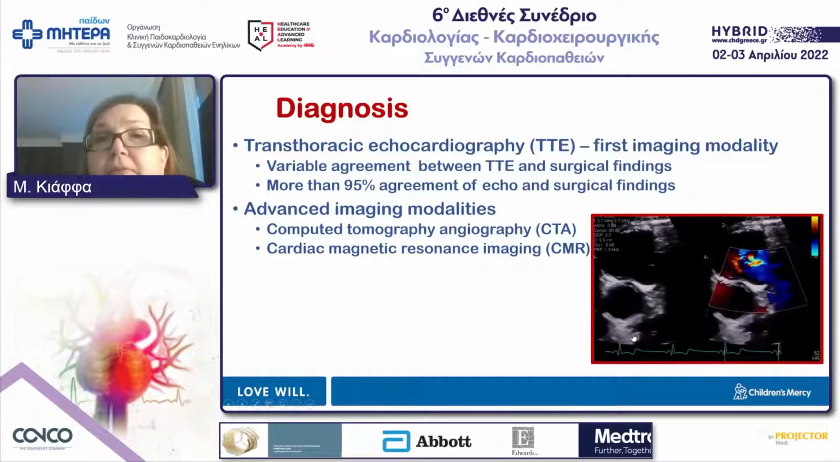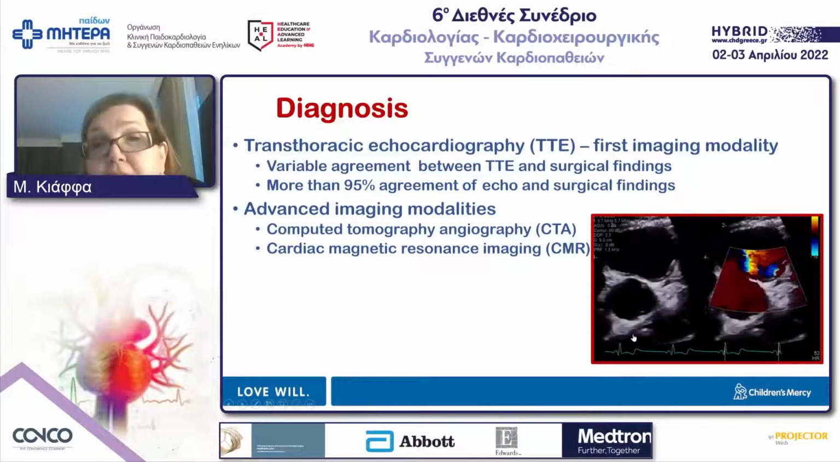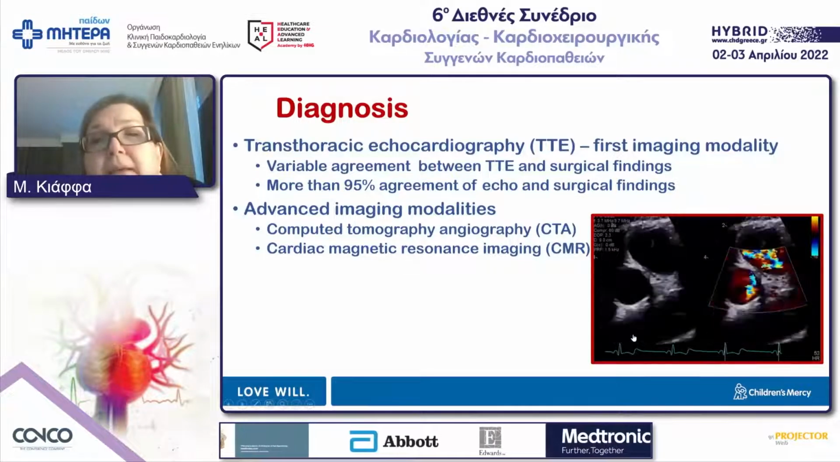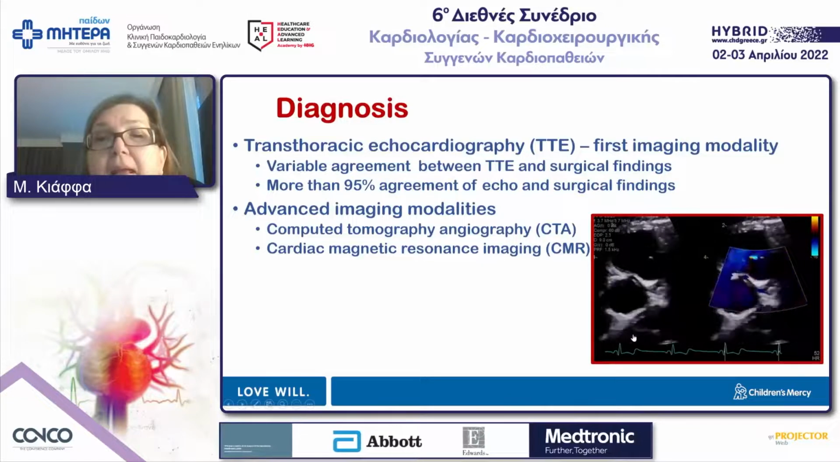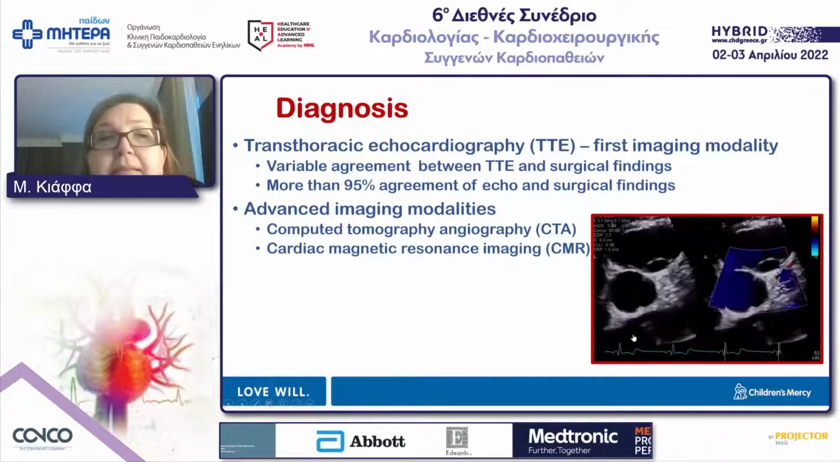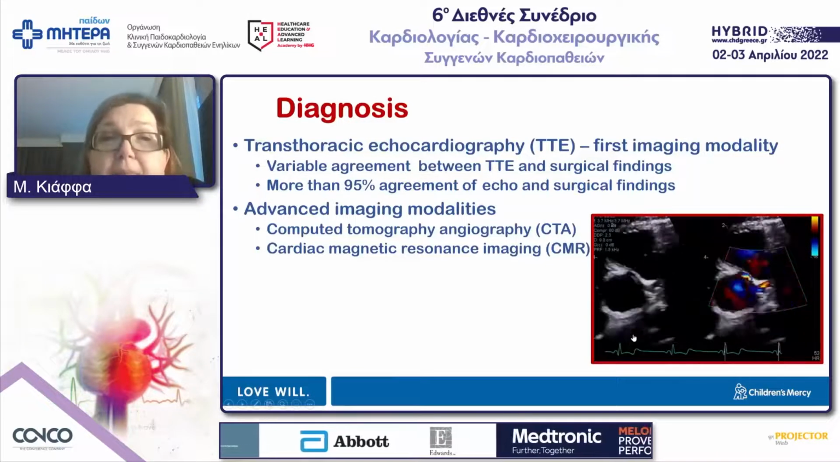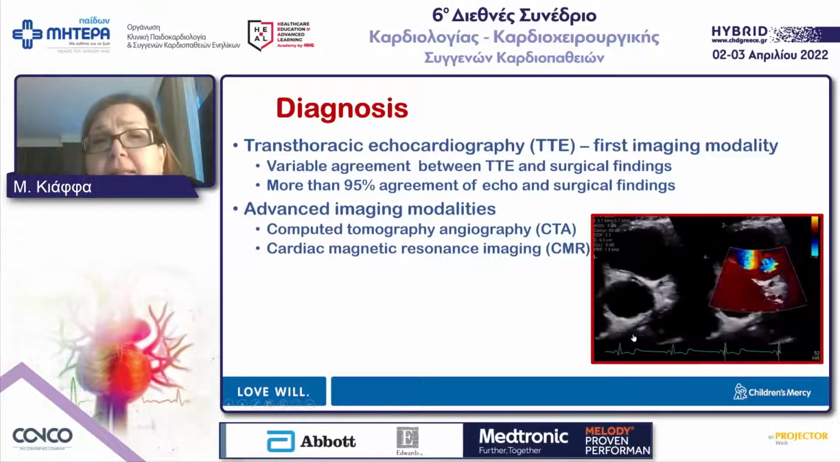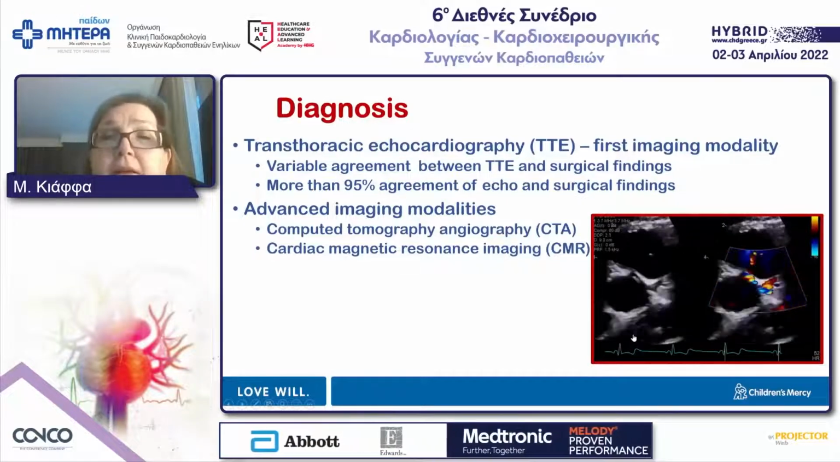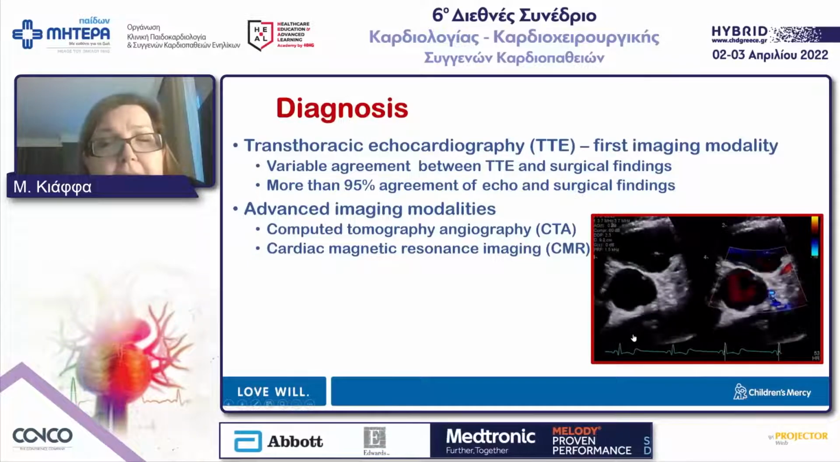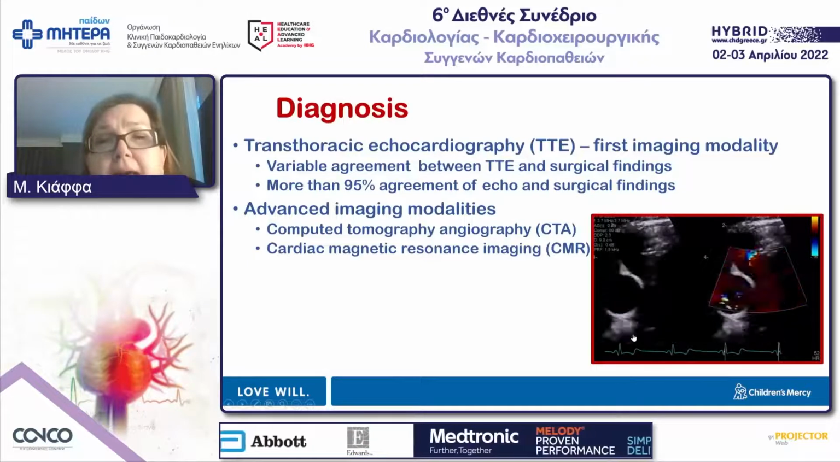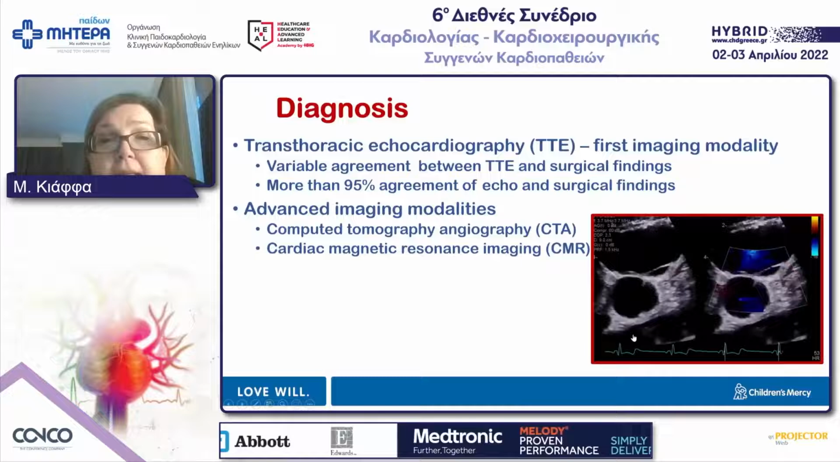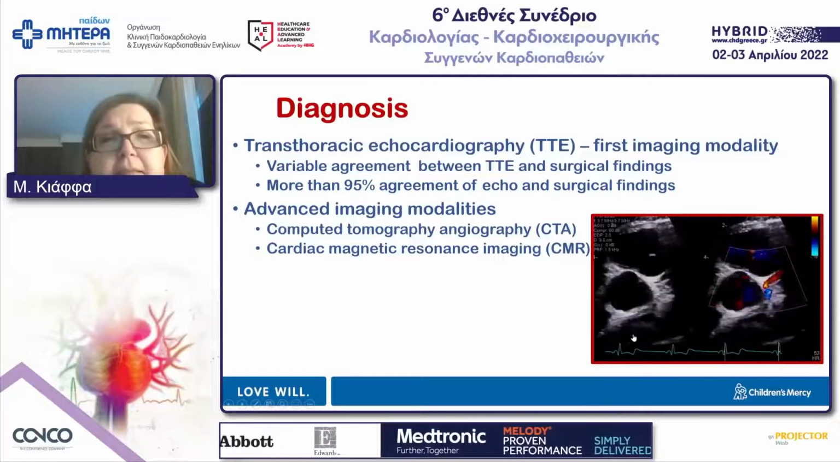Transthoracic echocardiography is the first imaging modality. It's the one that will pick up the incidental cases. In the literature, there's variable agreement between transthoracic echoes and surgical findings, but there are papers, especially the latest ones, that have a 95% agreement of echo and surgical findings.